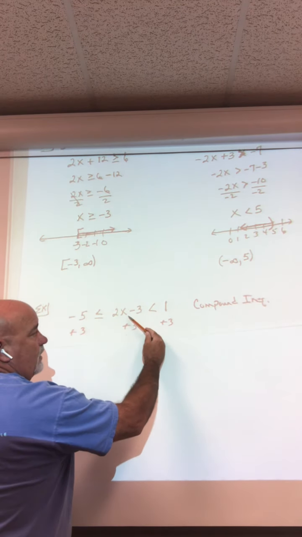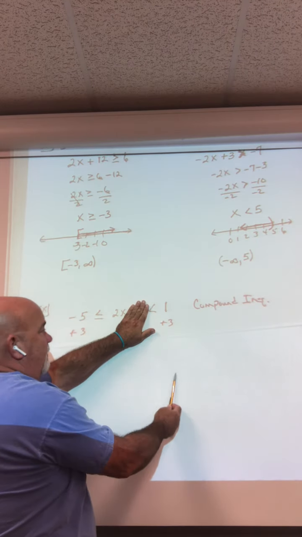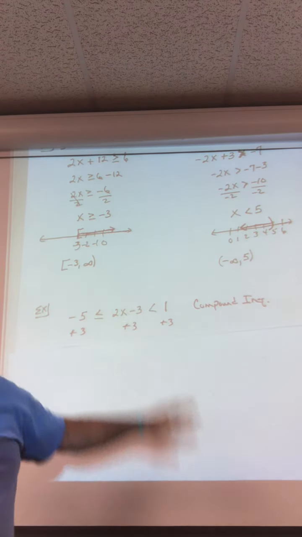Now when you do, the 3's add out to 0. Over here, this will become 4. Over here, this will become negative 2.